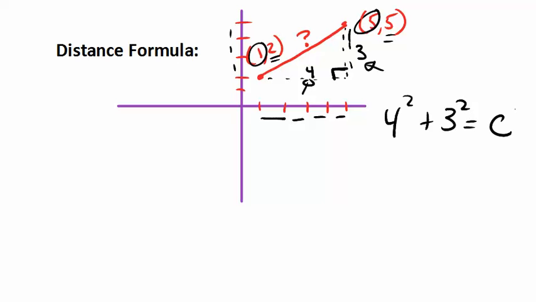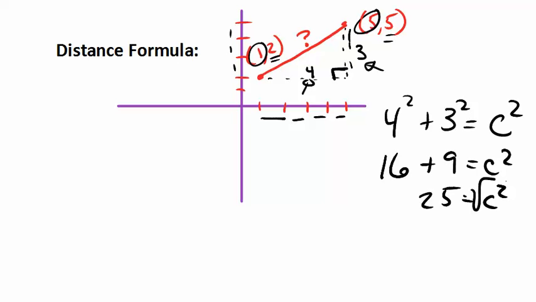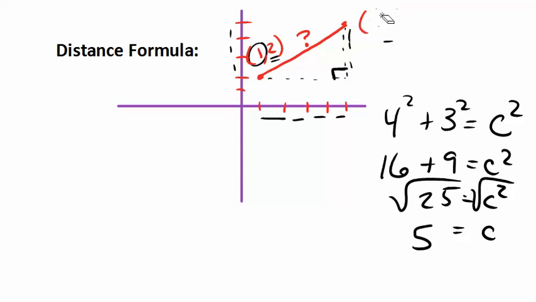And that gives us the hypotenuse. So we have 16 plus 9 equals c squared, 25 equals c squared. Square root both sides, and you'll notice that the hypotenuse is 5. But let's back up a little bit. What if we didn't know exactly what those numbers were, and we are just trying to find the distance between the two?